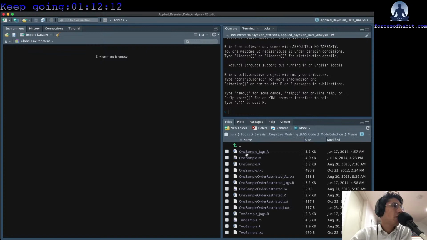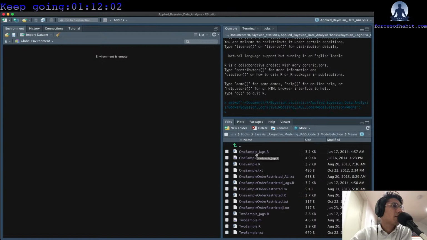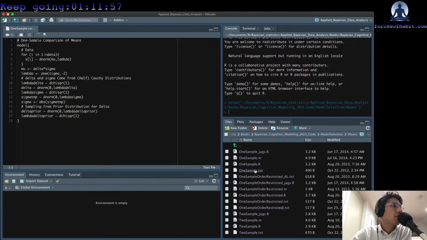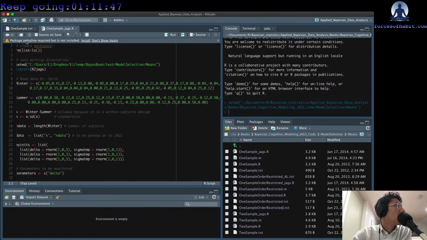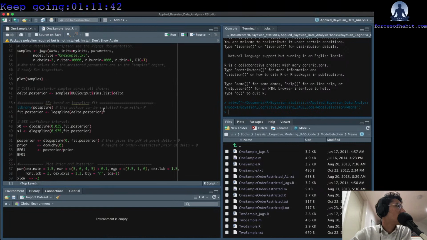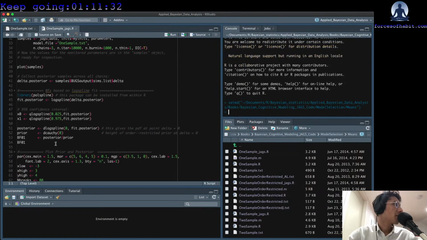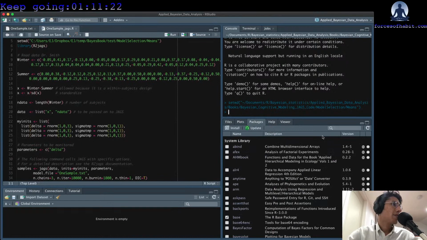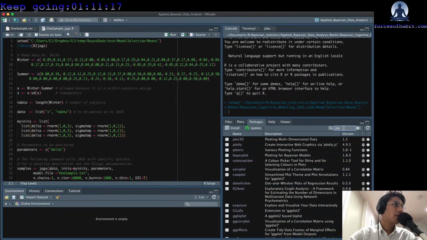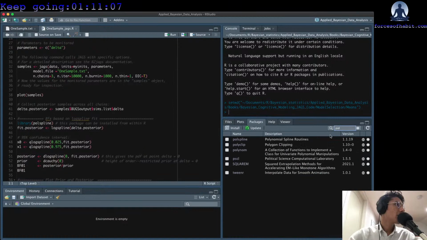Exciting new section. Set the working directory. Then we need the one sample and the one sample JAGS script, plus splines. This package that it wanted me to install is about polynomial spline routines.